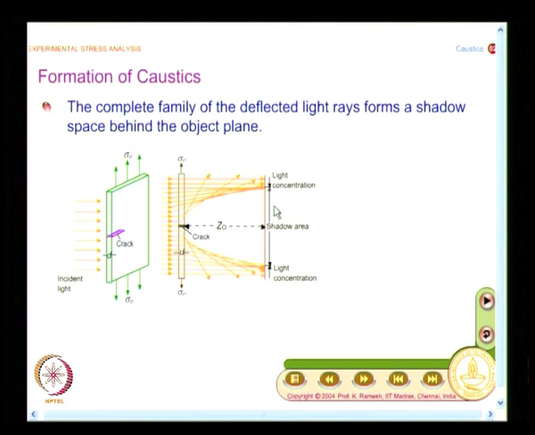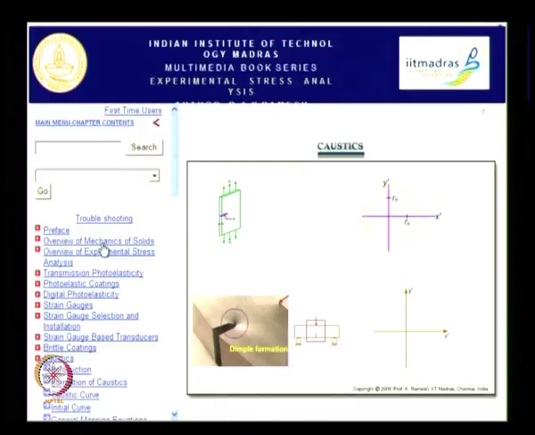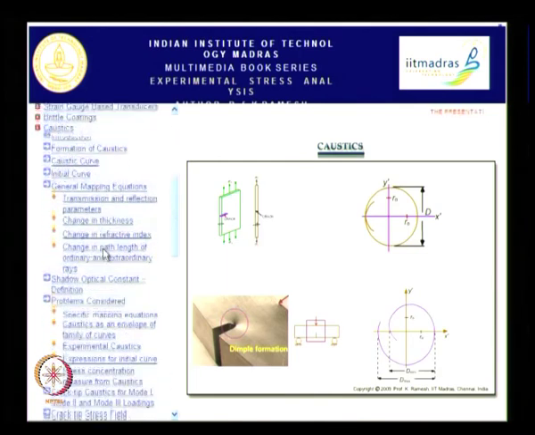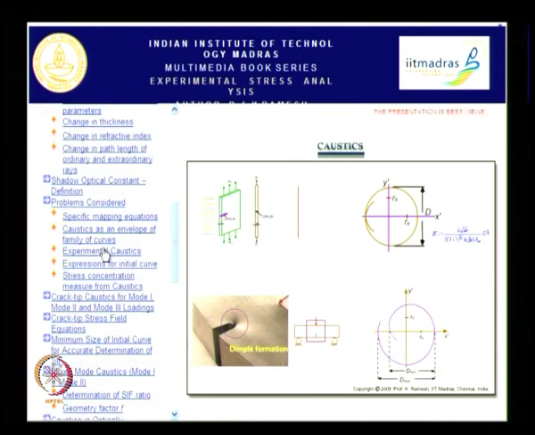And if you look at the sketch again, what you have here is this stress concentration and the rays get deflected, and if you actually perform the experiment, you will get a shadow like this. We will have a look at it. Just in a moment I will show you this.